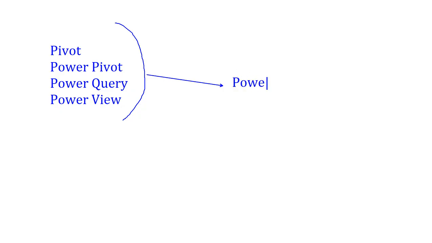BI stands for Business Intelligence. In BI, we have two types: one is Power BI Desktop, another one is Power BI Service. I think yesterday we used Power BI Desktop. Today, maybe in the first session, we are going to start with the Power BI Service.